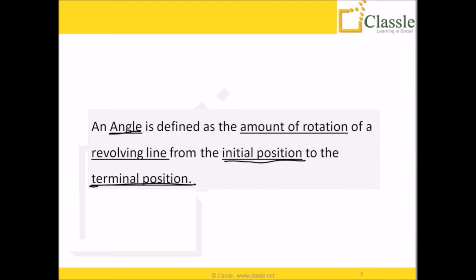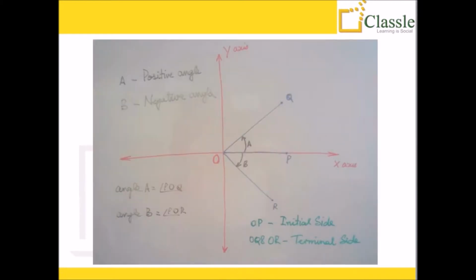So there is a line, and the line revolves from initial position to the terminal position, and the amount of rotation is called the angle. It is easy to look at it from a coordinate point of view.